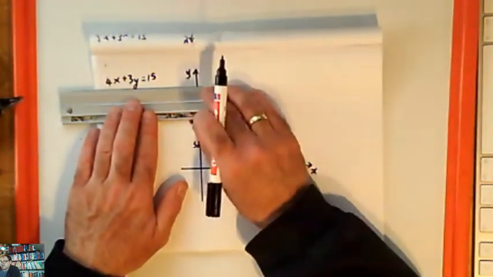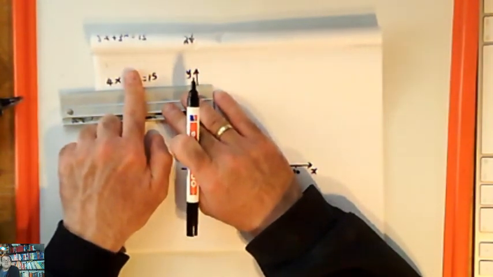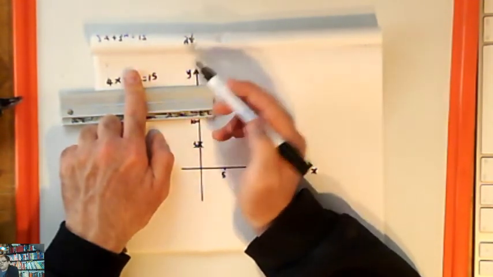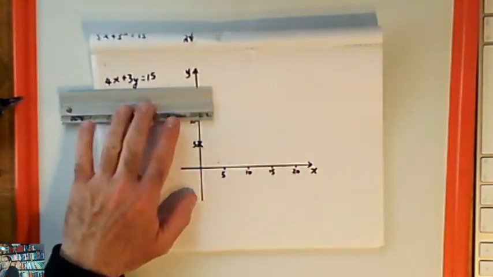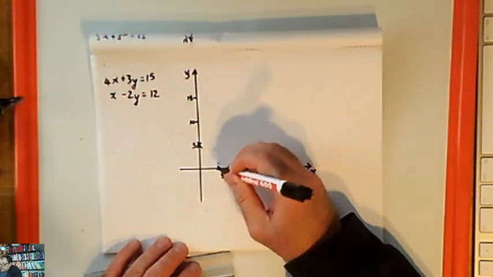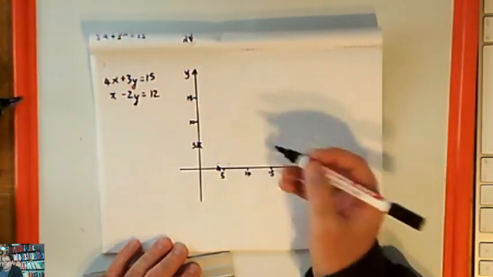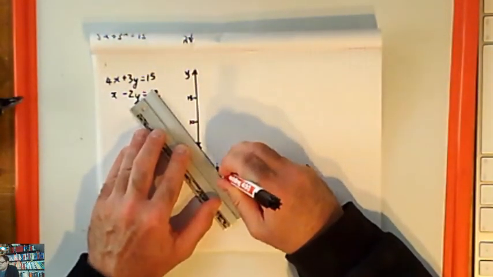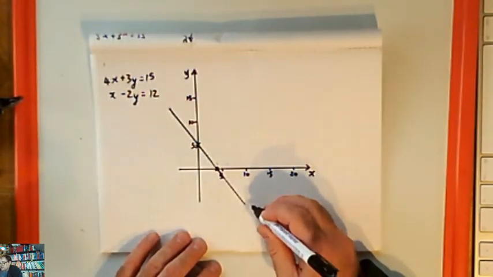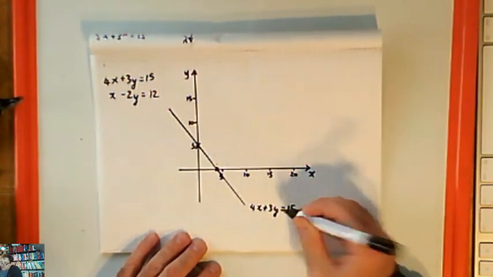Now again in the first equation I'm going to think about what happens when y is 0. So if y was 0, that bit in the middle would disappear and we just have 4x equals 15. So x would have to be 3.75 to make that balance. So it goes through the point, a little bit hard to draw on this scale, it goes through the point 3.75, 0. So if I join those two up, then I get a line that represents the equation 4x plus 3y equals 15.